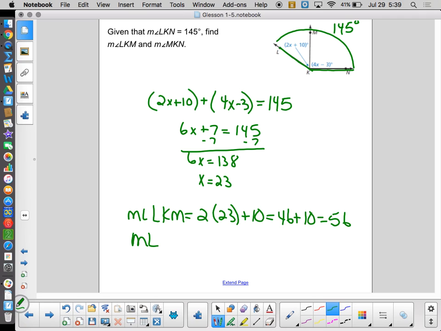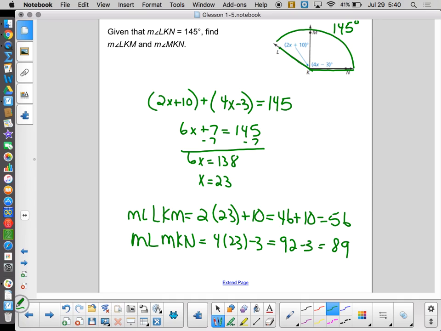And the measure of angle MKN is 4x minus 3, or 92 minus 3, or 89. And sure enough, when I take 89 plus 56, I get 145. It works out perfectly. Everything is happy. The world is good, and we can move on.